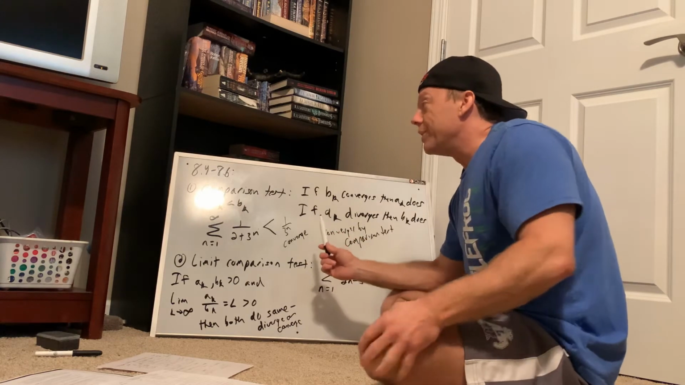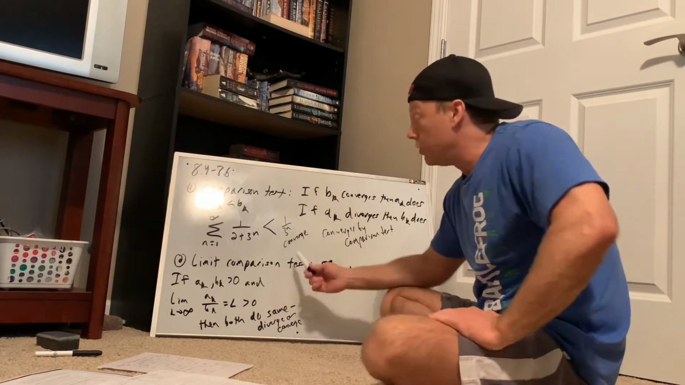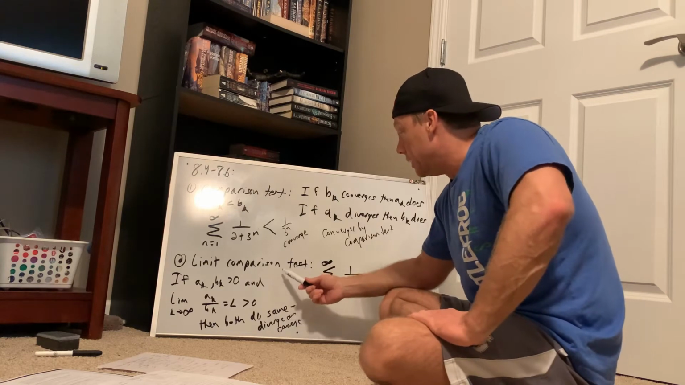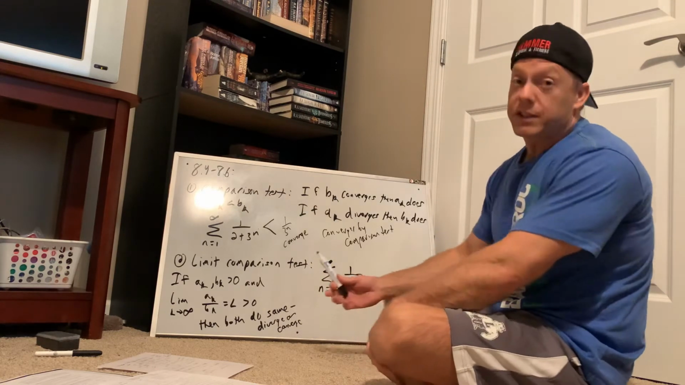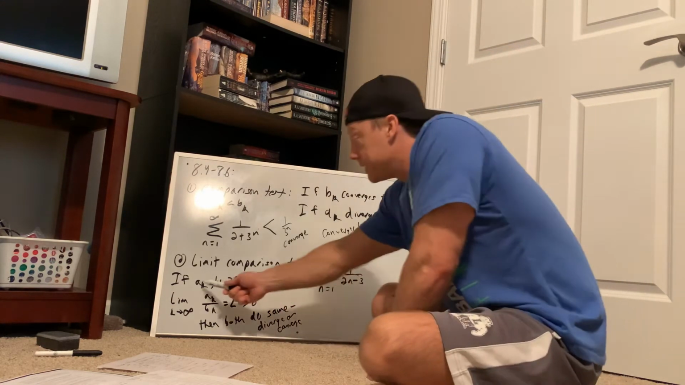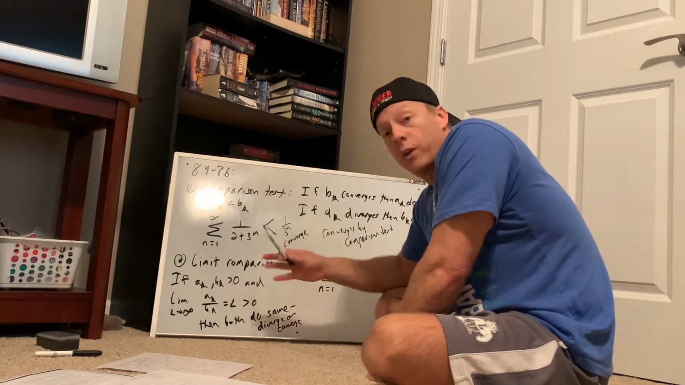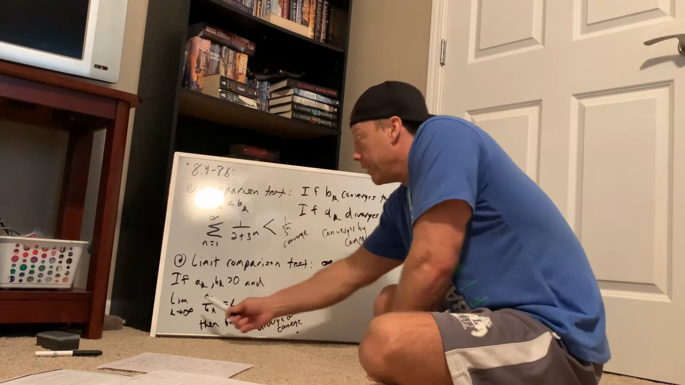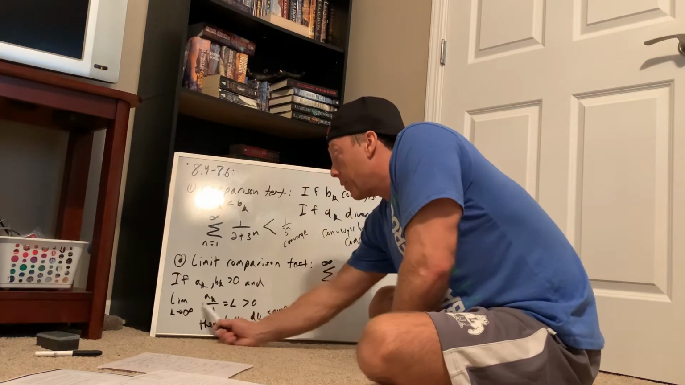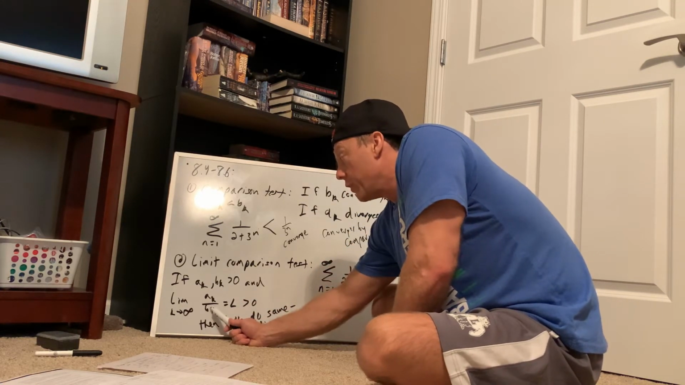You don't really need to know the comparison test that well because you can almost always use the limit comparison test. What does the limit comparison test say? It just says that if you have two series and they're both positive, that's the key, it's not one of the alternating, and you look at the limit as k approaches infinity of one series over the other.